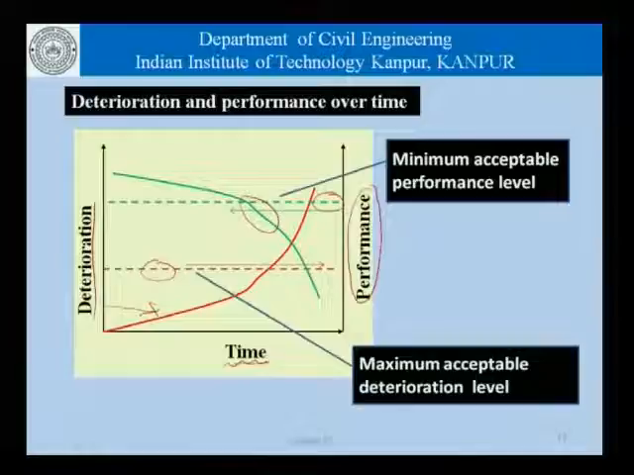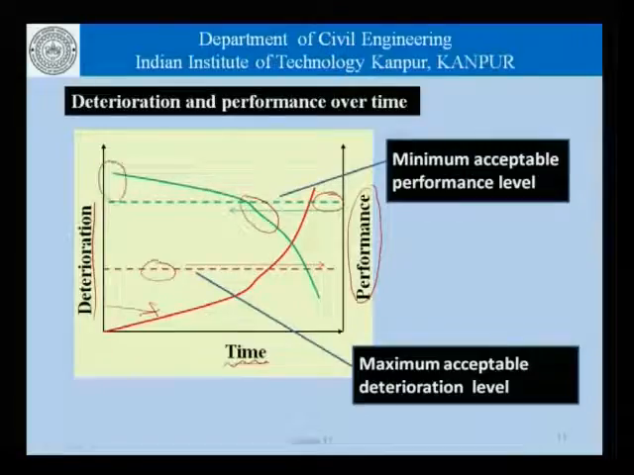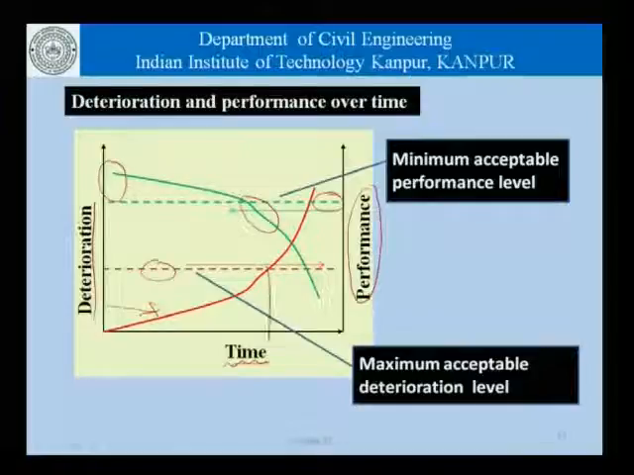Now, given the fact that over a period of time the performance deteriorates, initially we have to have a performance which is slightly higher than the minimum acceptable level. From this graph, can we make a comment on the service life of the structure? As far as deterioration is concerned, this time span here is the time span that the structure is still serviceable from the point of view of deterioration levels. It is only at this point that the level of deterioration in the structure exceeds the critical level, that is, the maximum acceptable deterioration level.